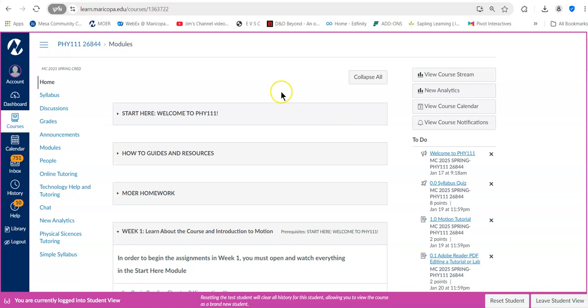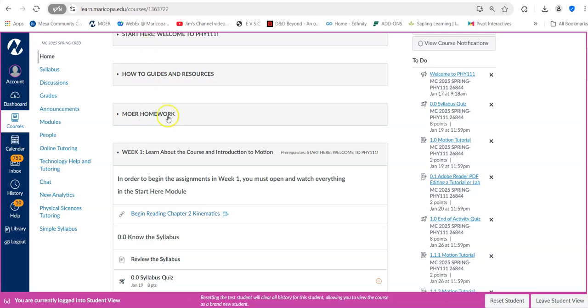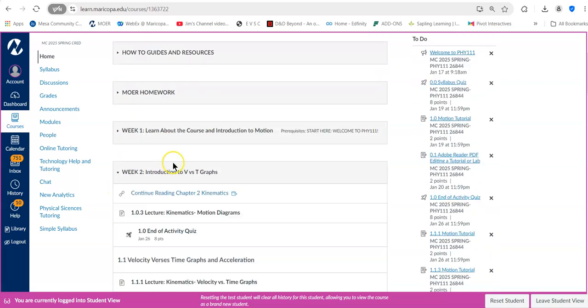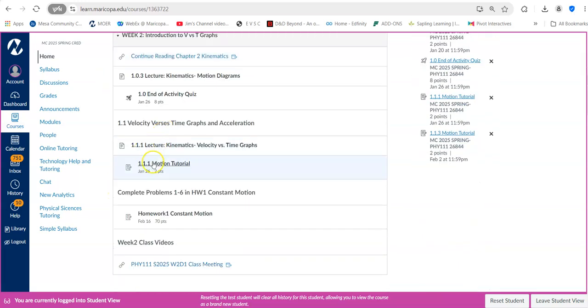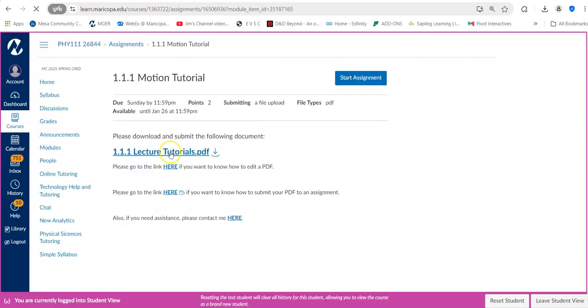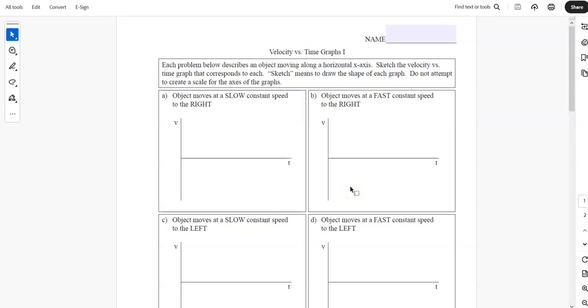1.1.1 lecture tutorial. So you've done week 1 and you're now here in week 2, and you've got all the way through this content, and you're now at 1.1.1 motion tutorial. You've clicked on this, you've downloaded this tutorial right here, and you've opened it up. And now we're going to go ahead and edit this tutorial like you would edit any Adobe file.